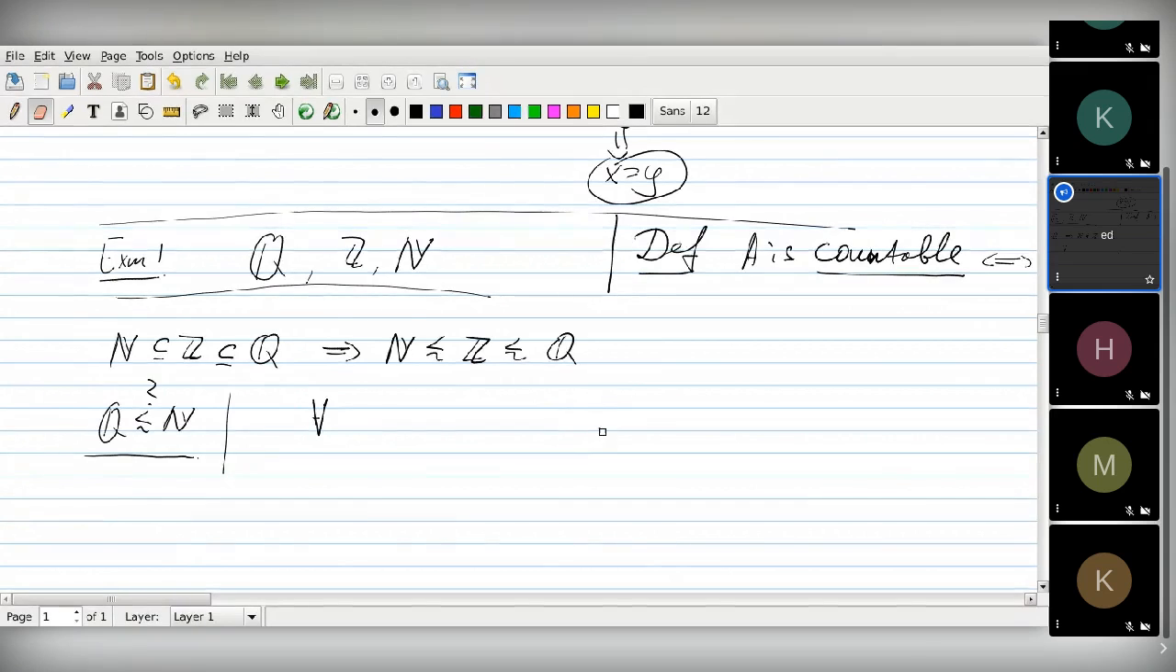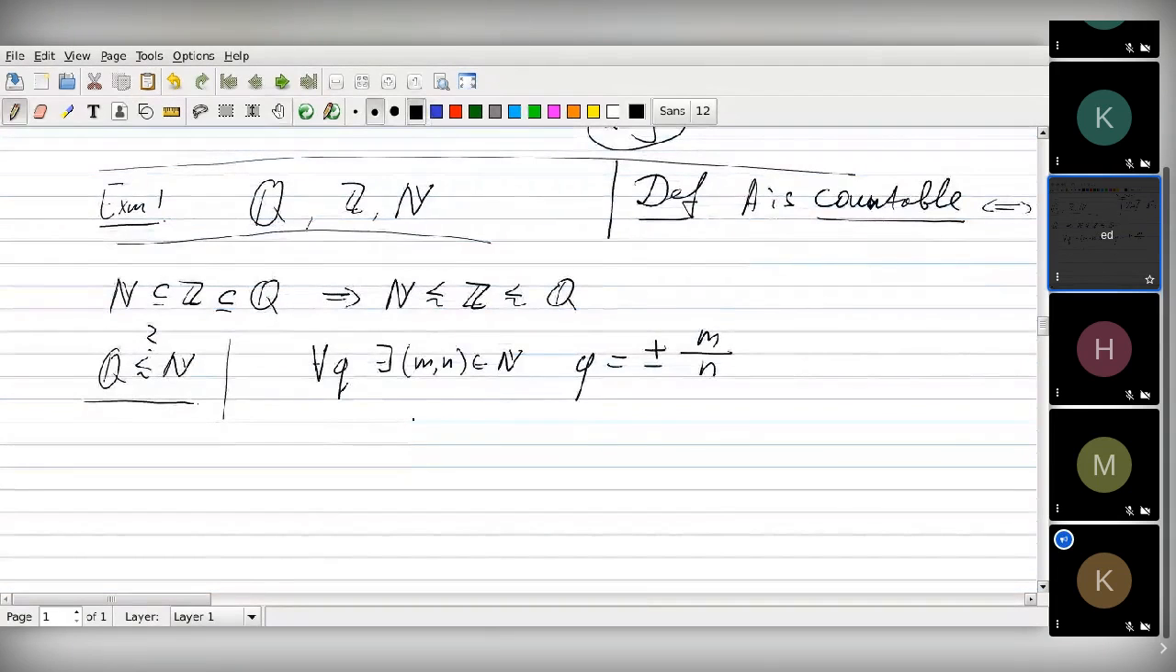Yes. So, for every Q, there exists a pair of natural numbers such that our Q is either plus or minus M over N. Do you agree? Yes. But is this pair unique?